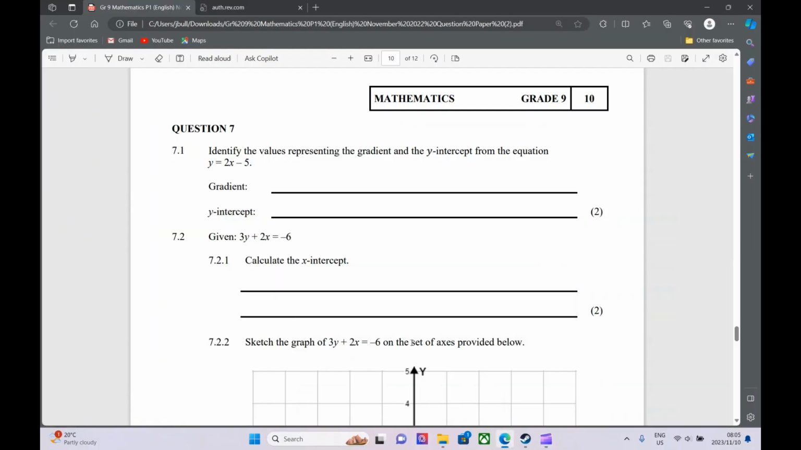In this video, we're going to go through question 7, which is a graphs question. So, first one, identify the values representing the gradient and the y-intercept from this equation.